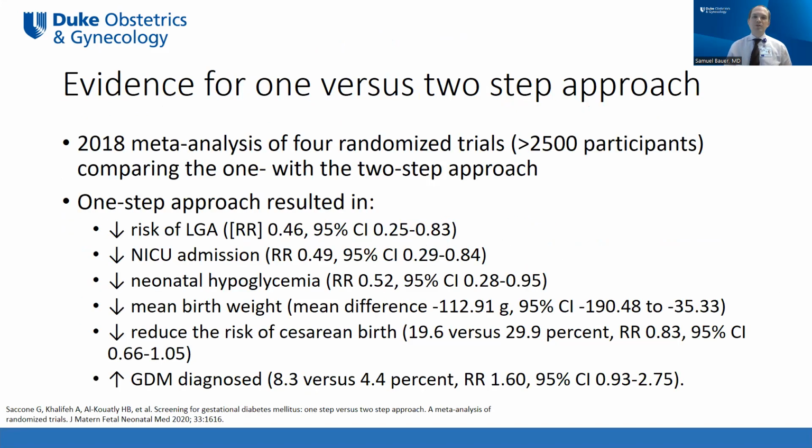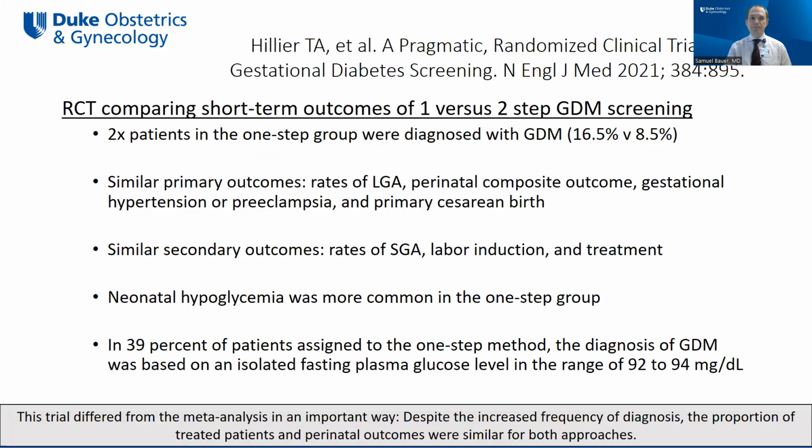So you may be thinking, which one should I do? There's certainly literature on both sides of these screening tests. There is a meta-analysis from 2018 that looked at 4 randomized trials of a little over 2,500 patients and compared the 2 approaches. It showed decreased risk of large for gestational age, NICU admission, neonatal hypoglycemia, a decrease in mean birth weight, reduction of cesarean, but also an increased amount of gestational diabetes diagnosed using the one-step approach.